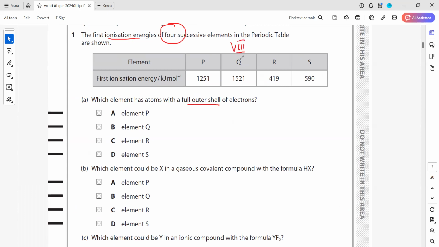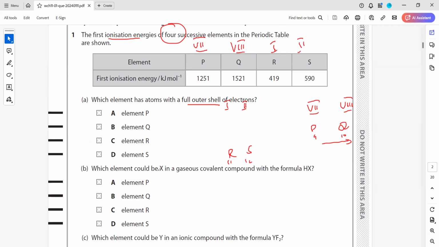If Q belongs to group 8, the element before Q will be a group 7 element. So P is group 7, Q is group 8, then R is group 1, and S is group 2, because they are successive elements. For example, if this has proton number 9, this will have proton number 10, this will have 11, and this will have 12. So they are the successive elements.